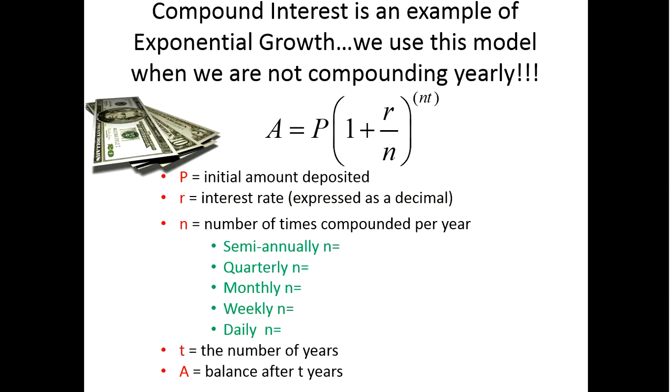Now you're probably saying, Marsh, that's a lot of random letters. What are we going to use? Well, this is what these letters stand for. So P is the initial amount deposited. A lot of the times you'll be told that this is your principal amount. Okay? R is the interest rate.